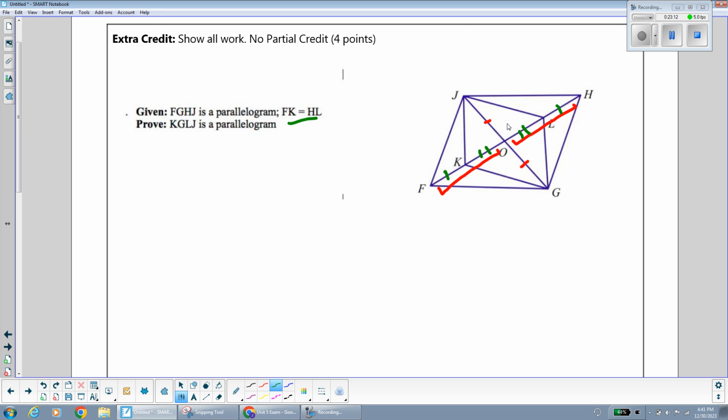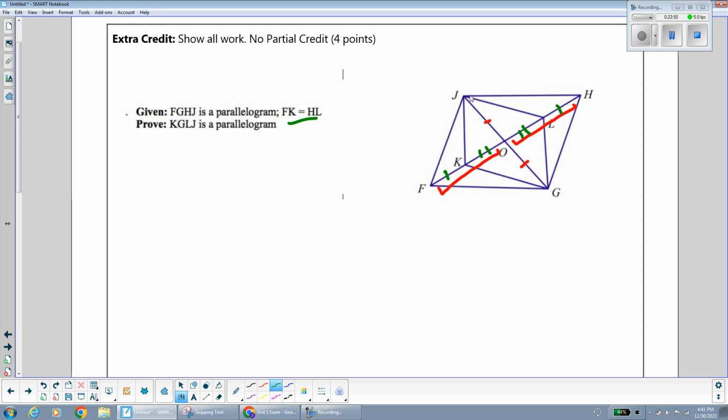So that would only be a couple of steps. That would be one step saying FO and HO are congruent, and JO and GO are congruent. And that's because diagonals of a parallelogram bisect each other. So that's up to step 2 after the givens. We would need the subtraction FO minus FK is congruent to HO minus HL. So that would be step 3. And then we would have step 4, KO is congruent to OL. That would be by substitution.